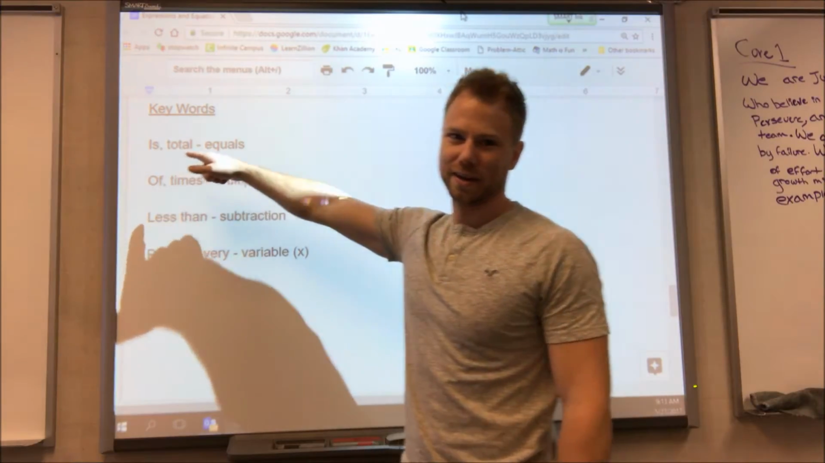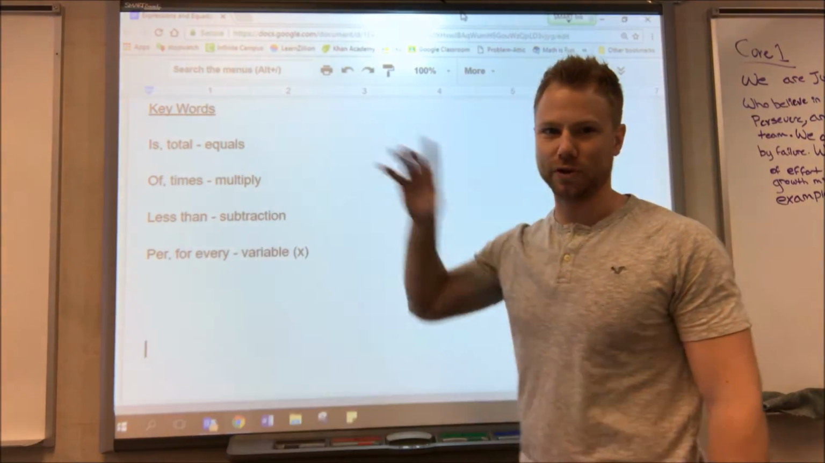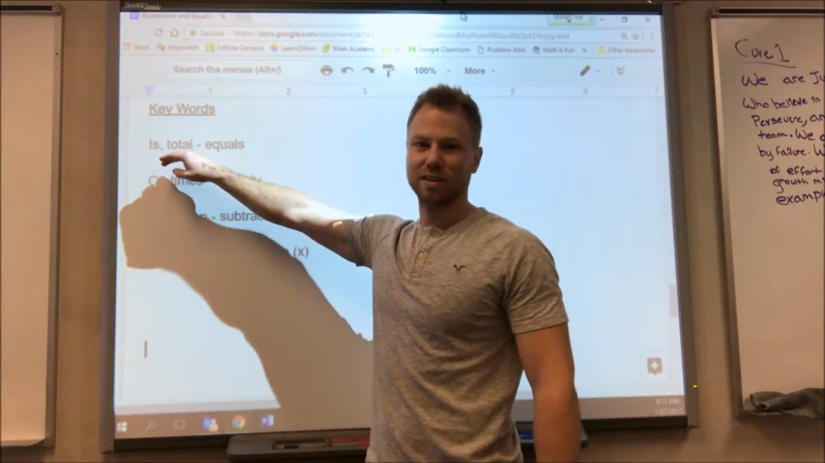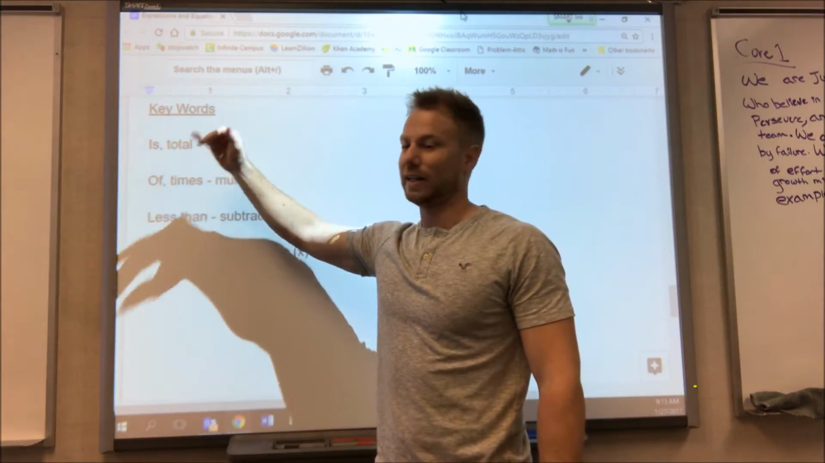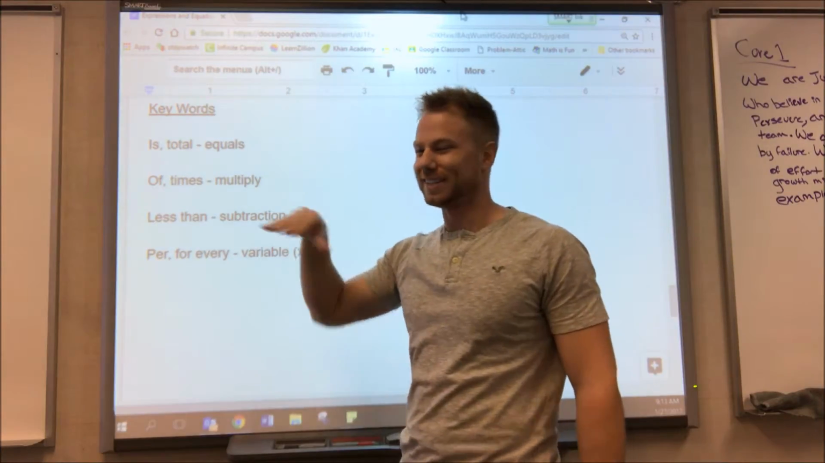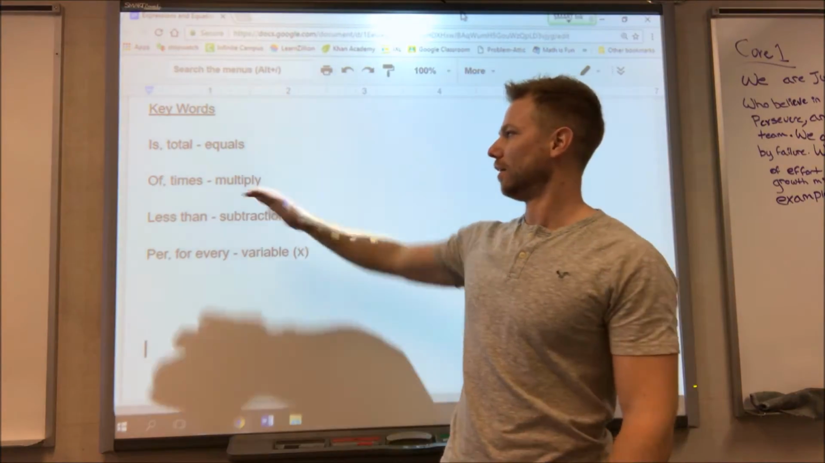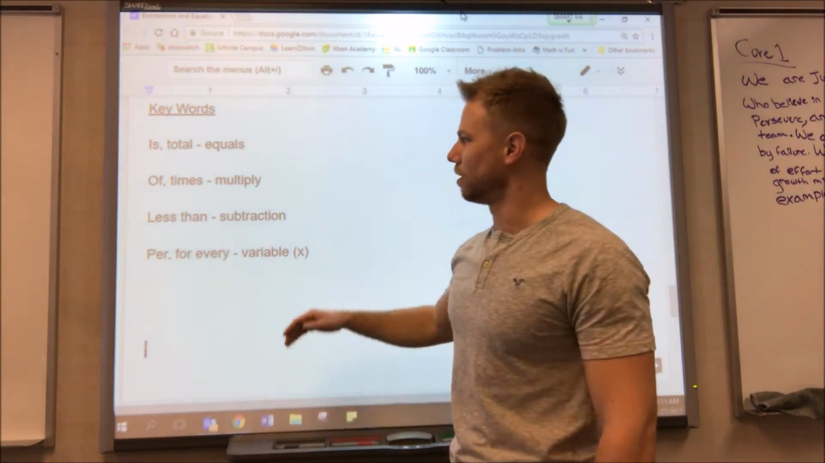The word is means equals. So when you're reading the problem, reading through the sentence, when you see the word is, it's going to mean equals. So as you're reading through the context, think of that. Also, if it says something about the total, that's what it's going to equal as well.